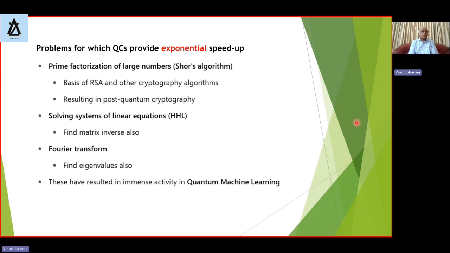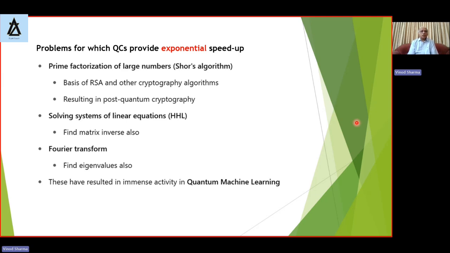Another very important example is Fourier transforms. FFTs in classical computers are the basis of today's modern signal processing algorithms. There is a corresponding quantum Fourier transform, which again gives exponential speed up over FFTs. And the same algorithm can be used to find the eigenvalues of many operators.